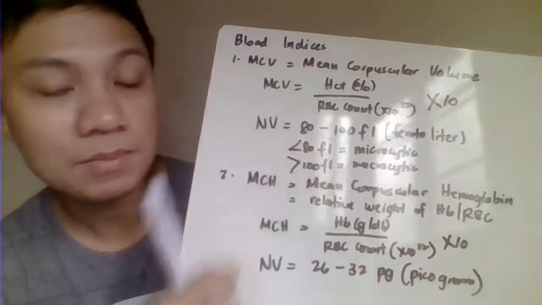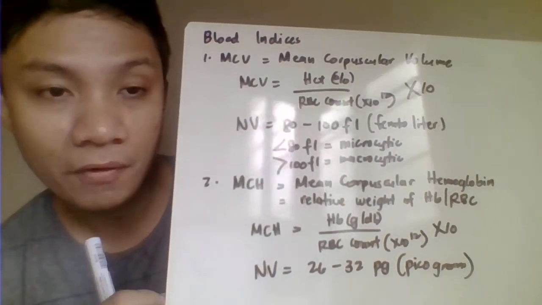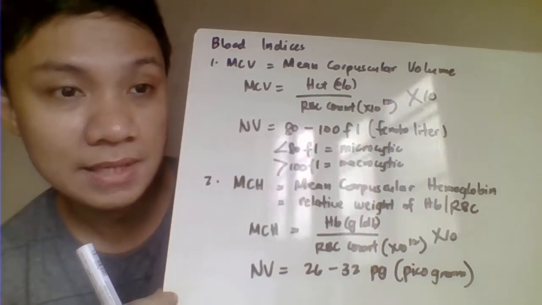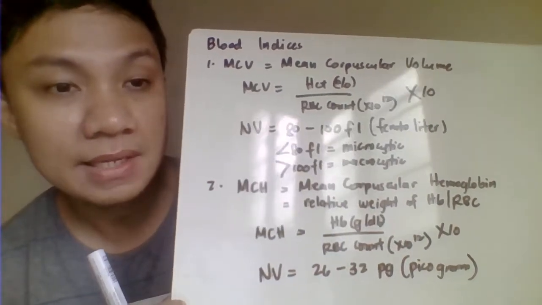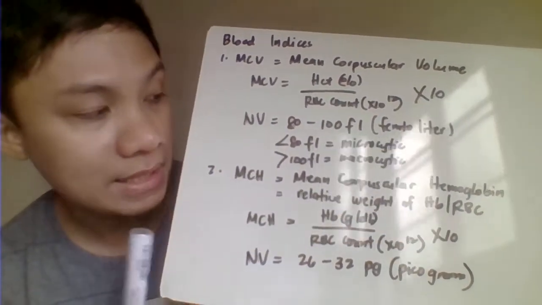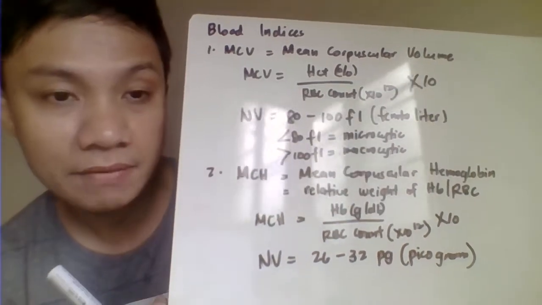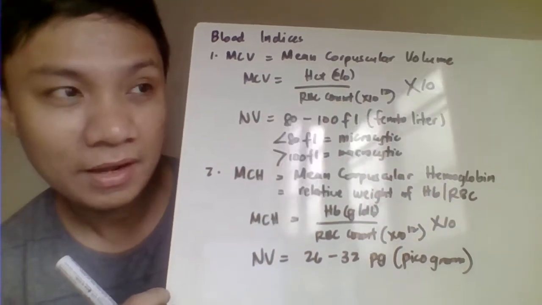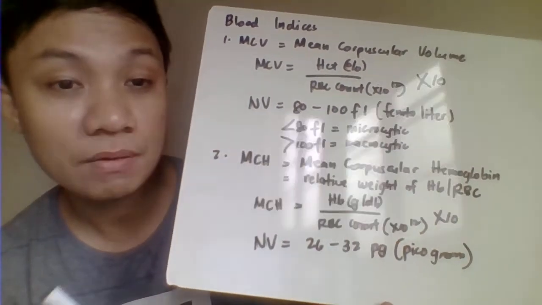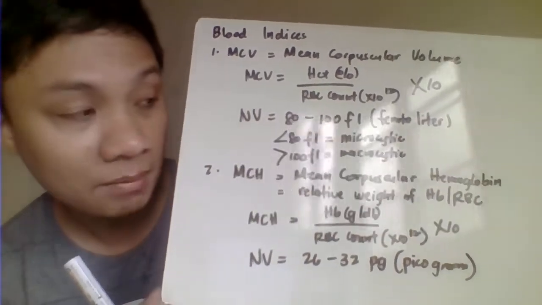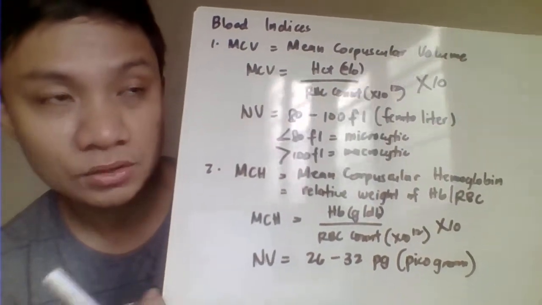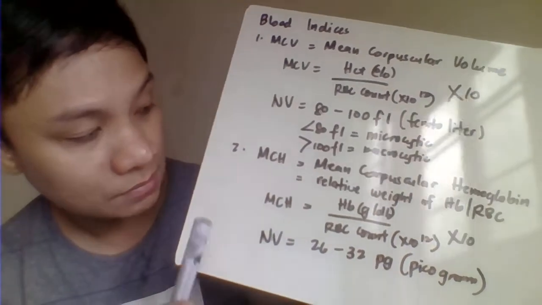This is your, di ba, MCV as what we have discussed before. Your MCV here is primarily used for evaluation of anisocytosis or changes in the size. So therefore, we consider this one as normocytic. Because below 80 FL, we classify that one as microcytic. So we have discussed already what are included in your microcytic anemia. If you have more than 100 FL, that's your macrocytic. So this includes your megaloblastic anemia.